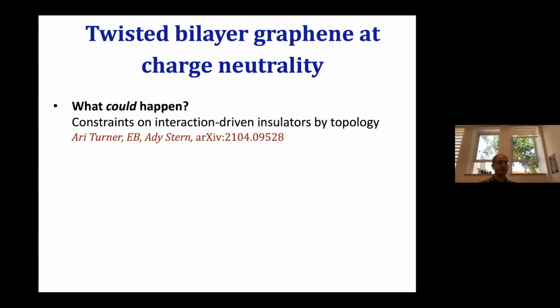The first one is asking a question of principle. In this kind of system, even not getting into the microscopic Hamiltonian, which is quite complicated and not an easy problem, we just want to ask as a matter of principle, what could happen at charge neutrality? The one input we want to build in is the topological character of this band. So we want to know what constraints the topology of the bands imposes on the nature of the ground state at charge neutrality. For instance, can the system become insulating without breaking any symmetry? We know that by breaking symmetry, it can become insulating.